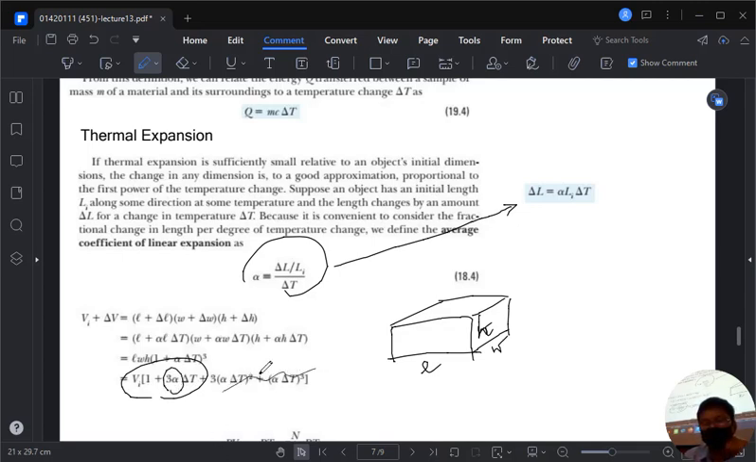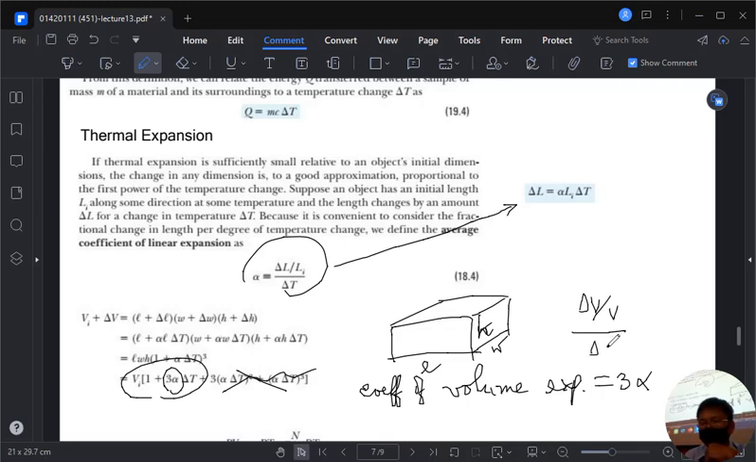This is small. So the coefficient of volume expansion is 3 times the linear expansion, approximately, because you can write delta V over delta T is 3 lambda from this expression alone. Right?